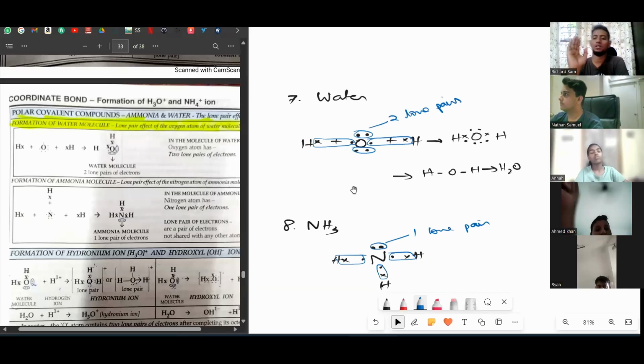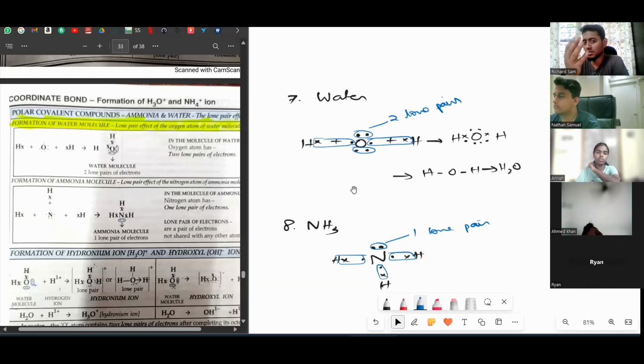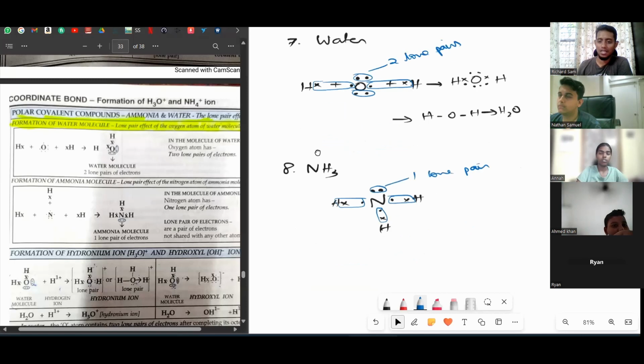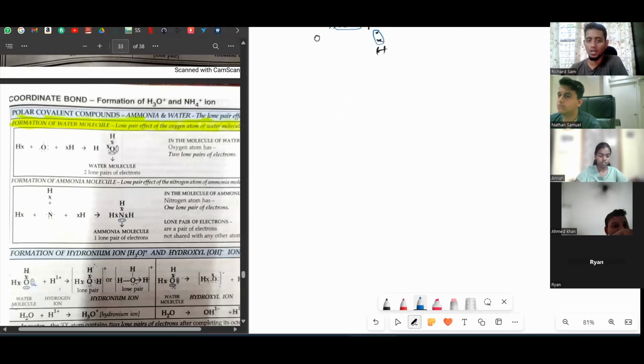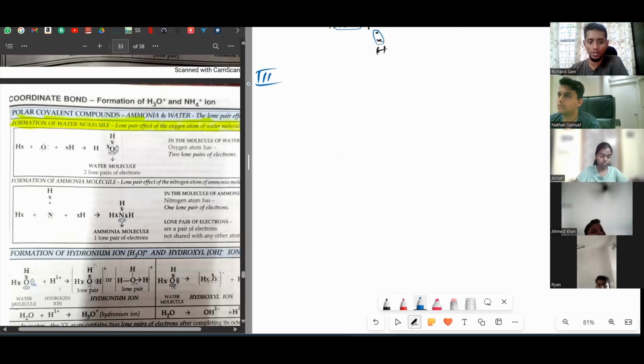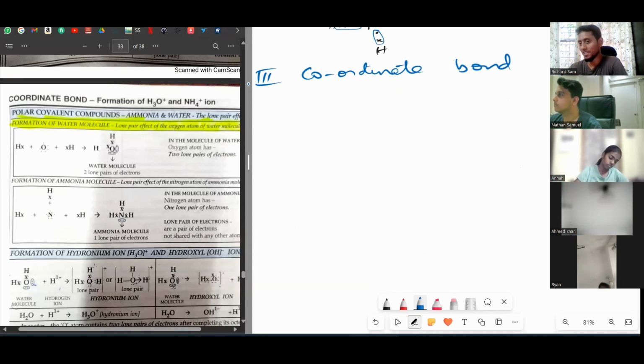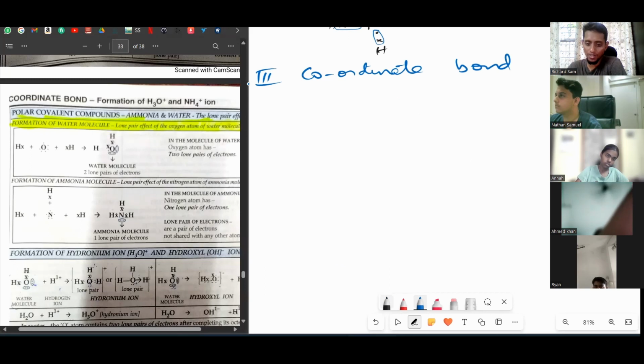Okay, so we have finished all electrovalent bonds and covalent bonds. What's the next type of bond? I told you the name that day. What is it? Coordinate bond. Okay, that's the third type of bond. It's also called coordinate covalent bond. Okay, so it's called covalent. That means what type is it, sharing or transfer of electrons? It's sharing of electrons.